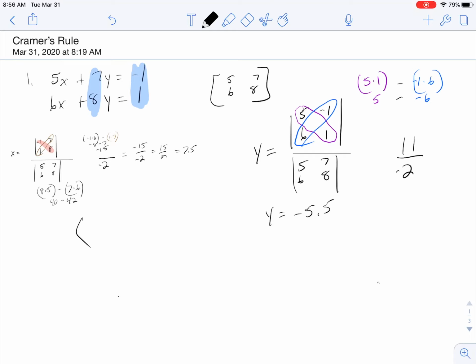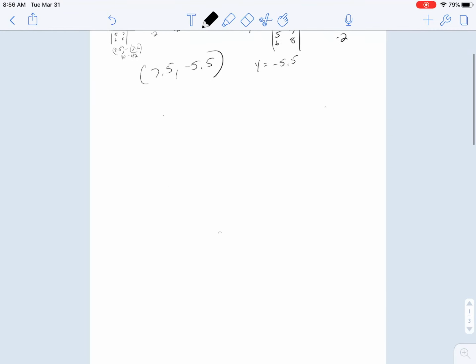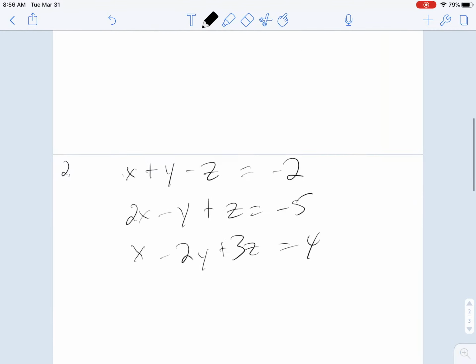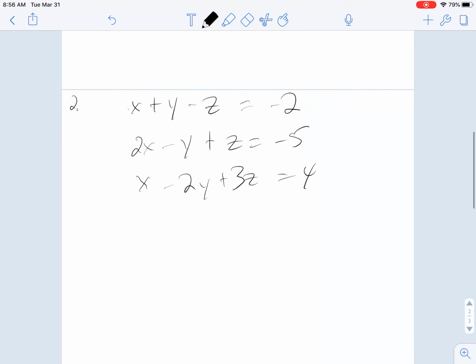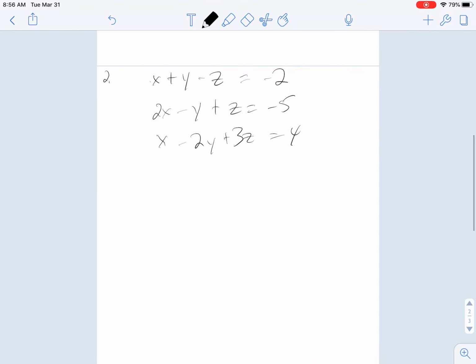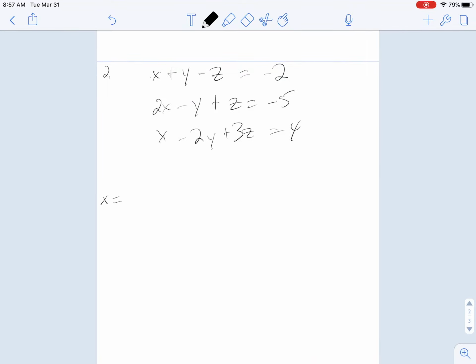So our solution to this system, by Cramer's method using determinants, is 7.5 for x and negative 5.5 for y. Okay, so that's a 2 by 2. Let's say, for example, we had a 3 by 3. In this particular case, we have 3 equations, 3 unknowns. And we're going to do the same exact thing. We're going to grab the coefficient matrix first. So to find out what x is going to be, we're going to make a fraction.